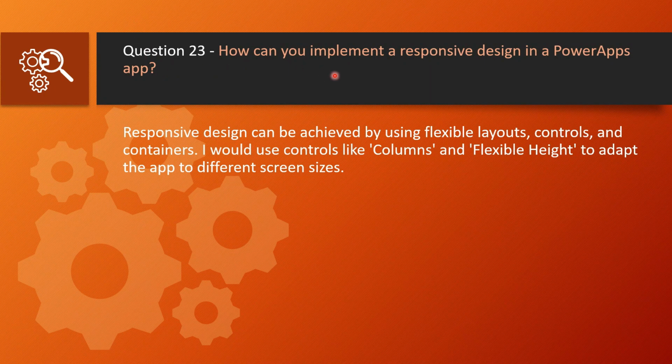Question 13. How can you implement a responsive design in a Power Apps app? Responsive design can be achieved by using flexible layouts, controls, and containers. I would use controls like columns and flexible heights to adapt the app to different screen sizes.